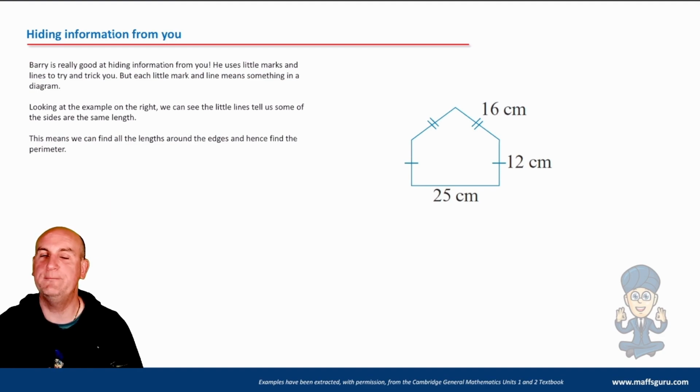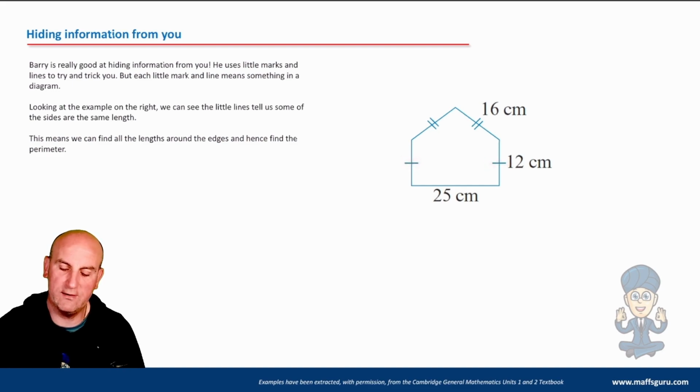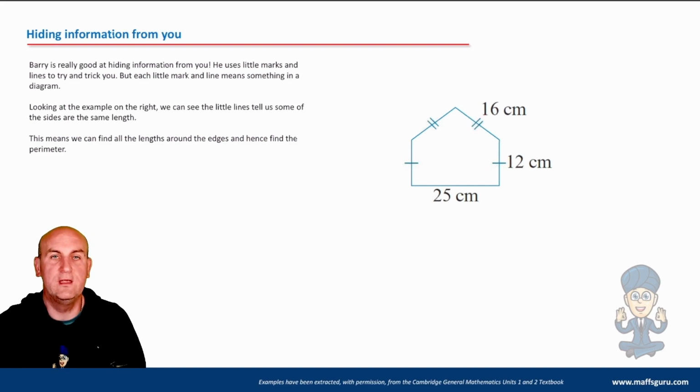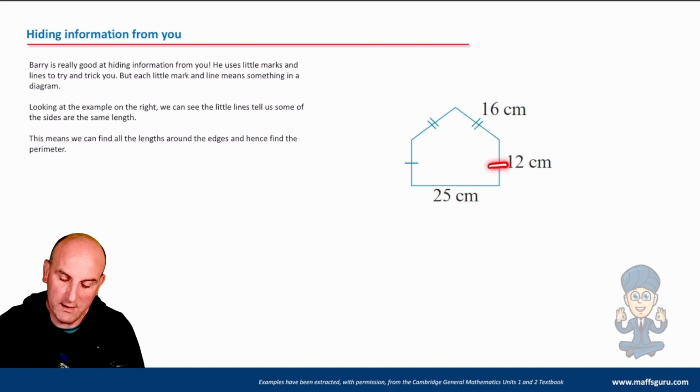Now, with maths being maths, we use these strange little symbols on some of our diagrams. Why do we use them? Well, they are there to help you know which side lengths are the same. Because this has one little mark, and that has one little mark, it means that that length there and that length there are exactly the same.